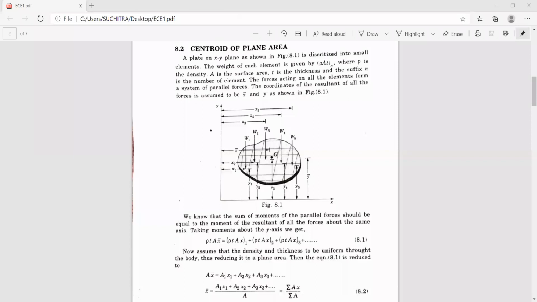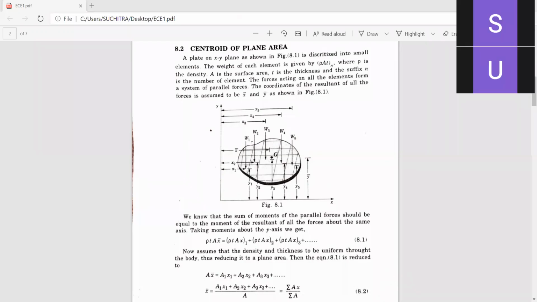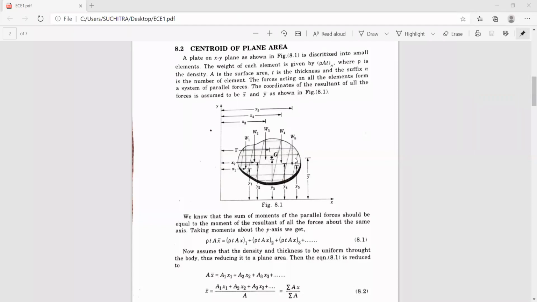Now, centroid of a plane area. So now let us discuss how to calculate the centroid of a plane area. Suppose a plate or a body on the XY plane, as shown in the figure, is divided or discretized into small elements. Now you can see here, this is the body. We shall assume that this body is on an XY plane, or a plate, whatever it may be, and it has uniform density and thickness. Only we are going to consider the area. So this plate is divided into a number of small parts, or discretized into small elements.